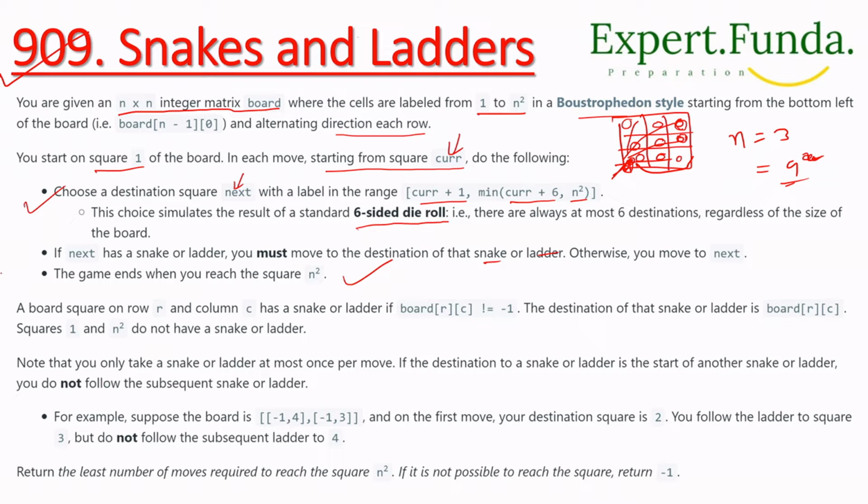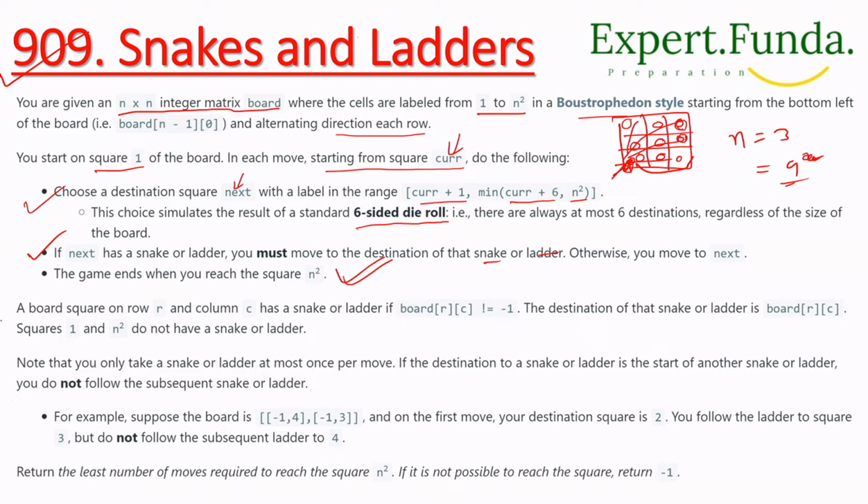Now I'm reading the second point. It says if next has a snake or ladder, that is the destination you will get. If it is a snake, you will come to its tail. Otherwise, if it is a ladder, you will reach a destination higher than that. And you have to keep moving so that you may reach n square. Then when you reach n square, it means the game is over.